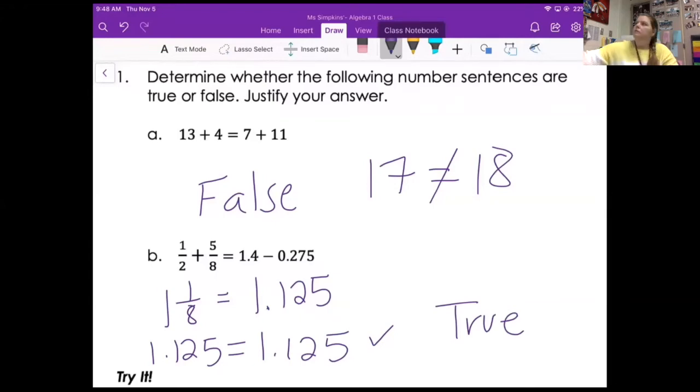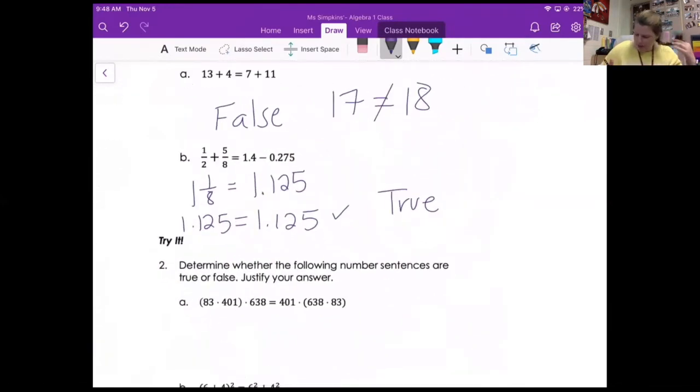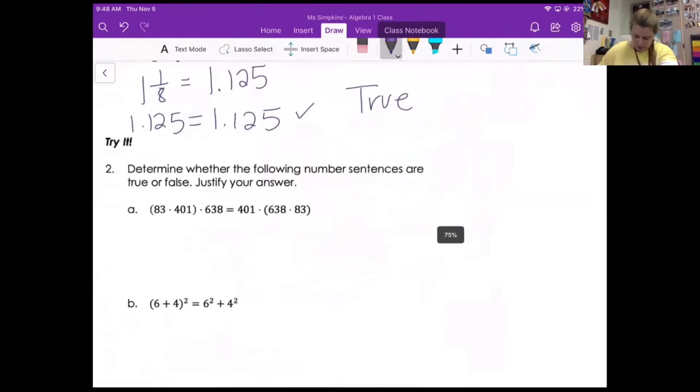So I want you to do the next two under the try it. So you have A and B, and let me know when you're done because I want to come look at your two answers. Digital students, same thing. Send me your answers to the try it once you've done them.